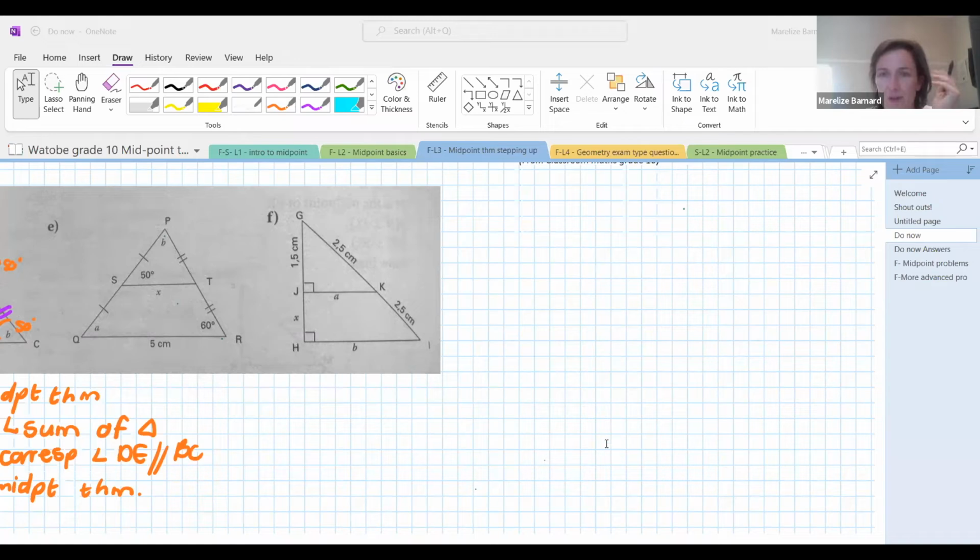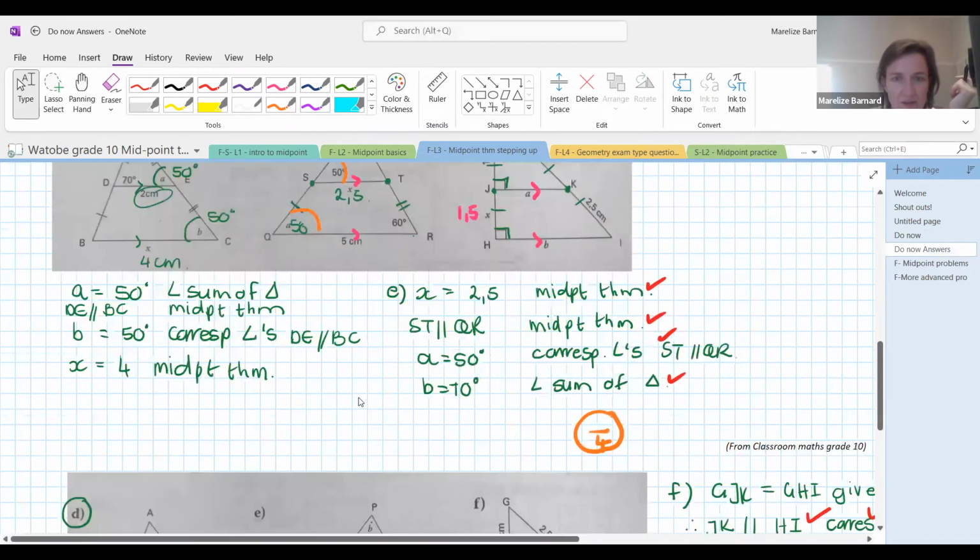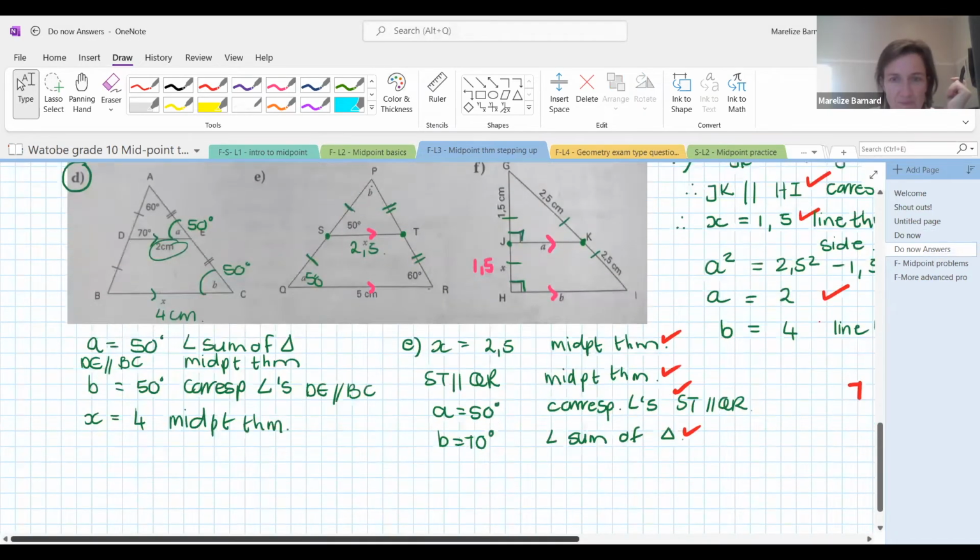Right, so our time is up. Just put a thumbs up in the chat if you are done, just so I can see if we need more time or not. Put a thumbs up if you are done. Okay, right, looks like most of you are done. Let's have a look at our answer here.